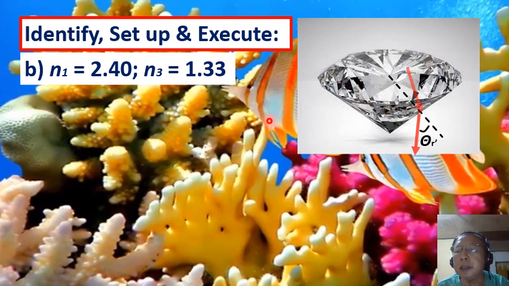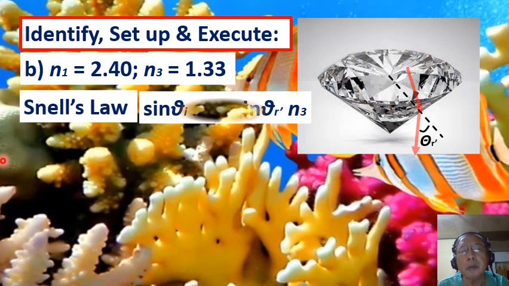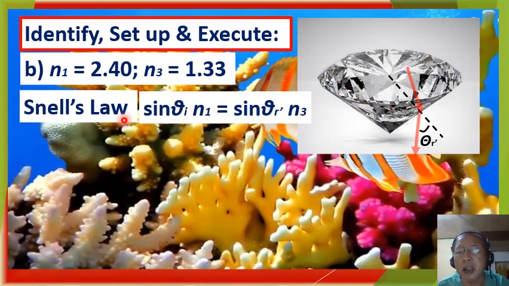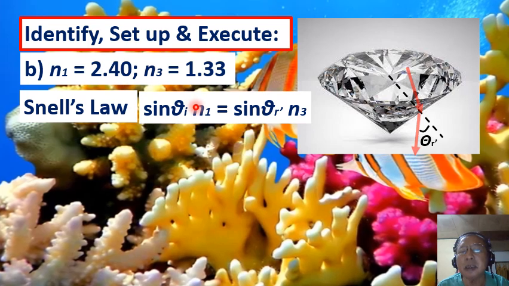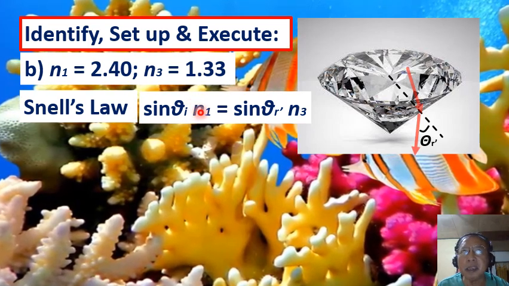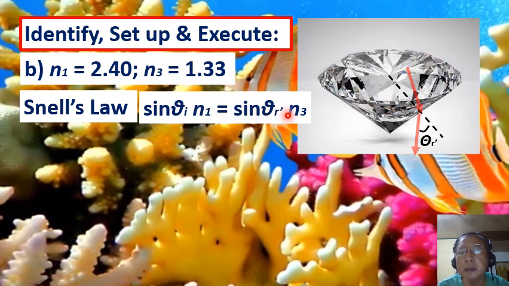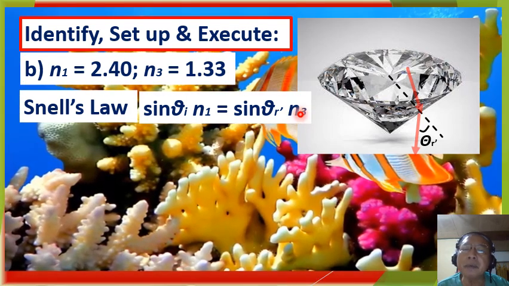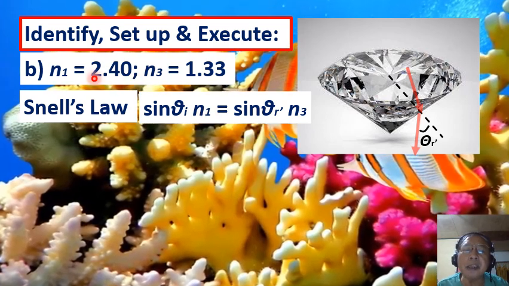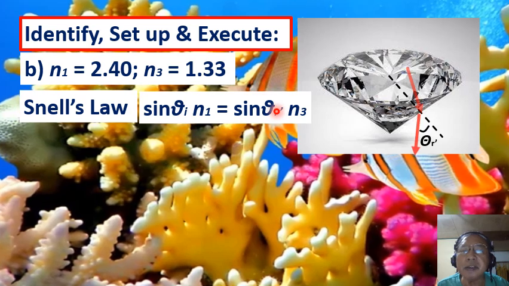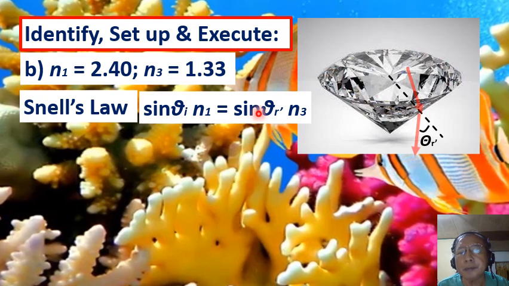So, to determine the angle of refraction, we apply what we call Snell's law of refraction, whose mathematical equation is sine of the angle of incidence multiplied by the refractive index of medium 1 is just equal to sine of the angle of refraction multiplied by the index of refraction of the second medium. n1 pertains to the index of refraction of diamond, while n3 pertains to the index of refraction of water.